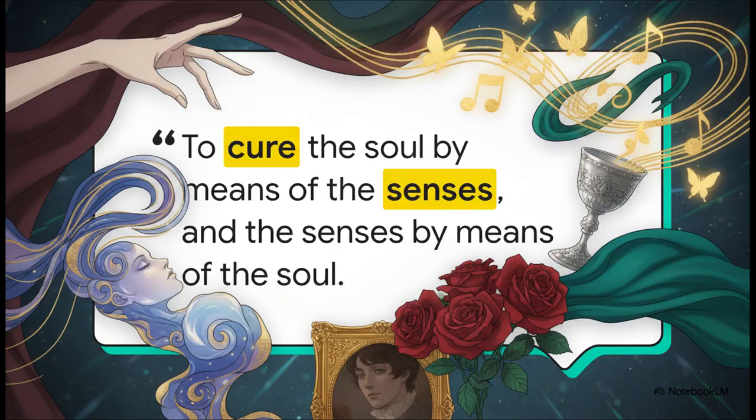Which brings us to this defining quote from Lord Henry Wotton: "To cure the soul by means of the senses, and the senses by means of the soul." Lord Henry preaches this new hedonism. He isn't just trying to make Dorian a corrupted youth. He's treating him as a literal psychological experiment. He wants to see what happens when a person truly lives only for sensation and beauty, totally free from the suffocating Victorian morality of the time.